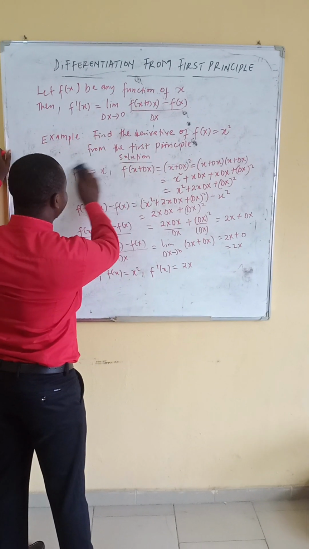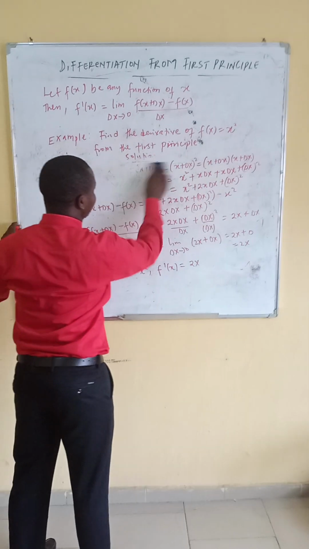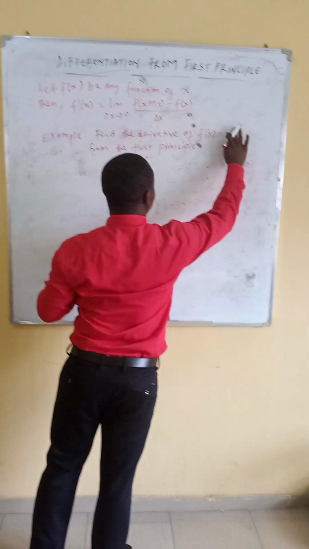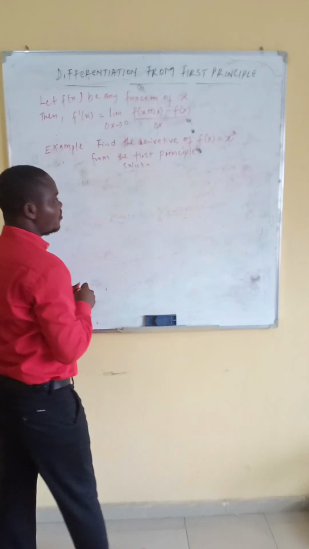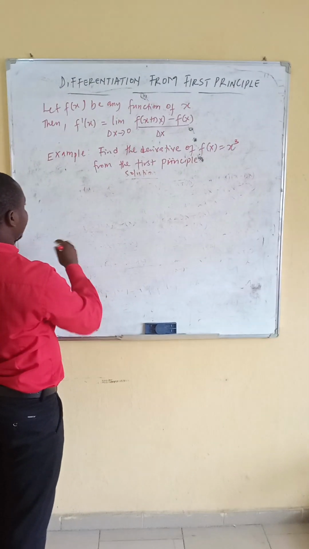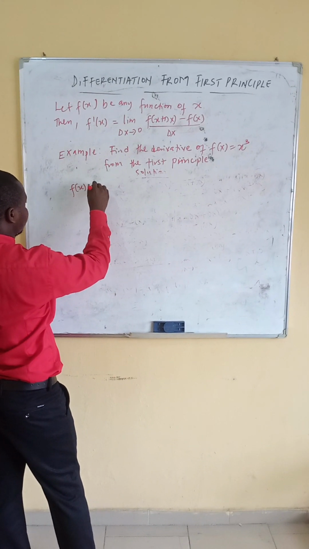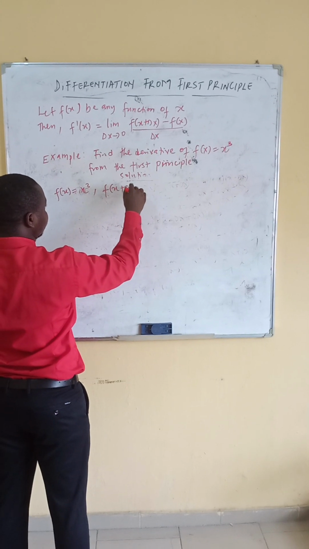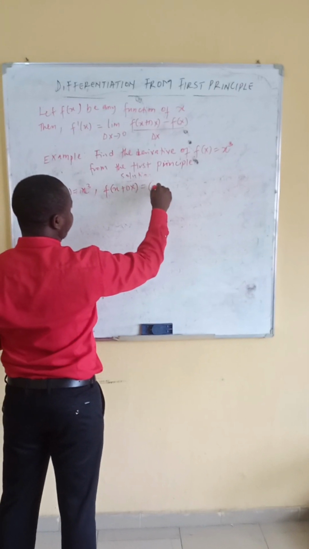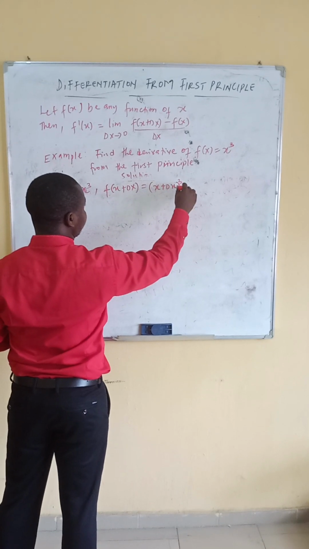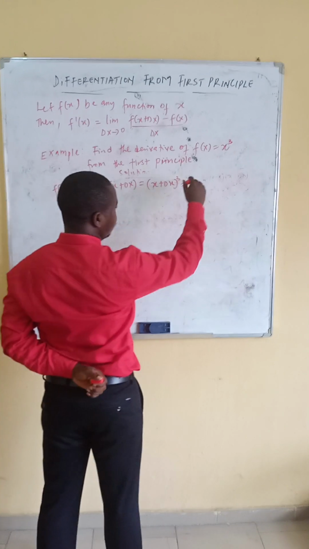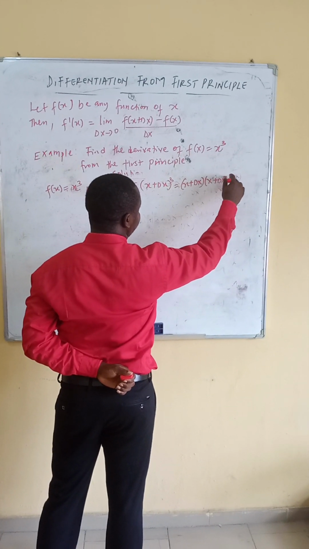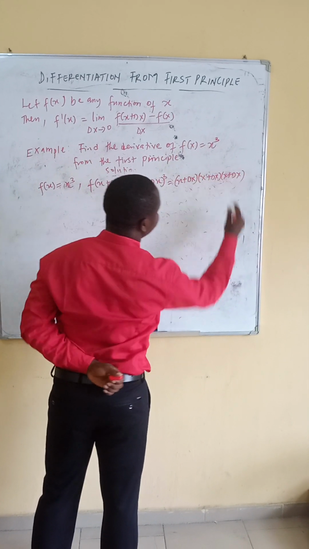Now, we take another example: x cubed from the first principle. Our f of x here is defined as x cubed. f of x plus change in x will be equal to x plus change in x all raised to the power of 3, and that is x plus change in x all into x plus change in x into x plus change in x.